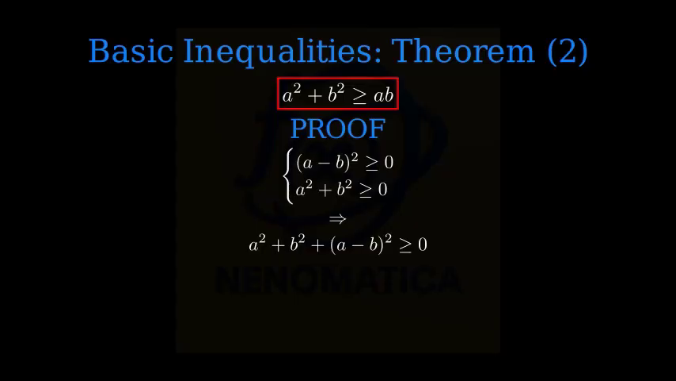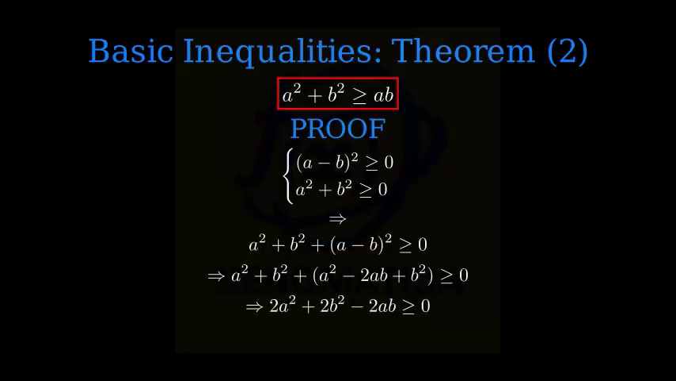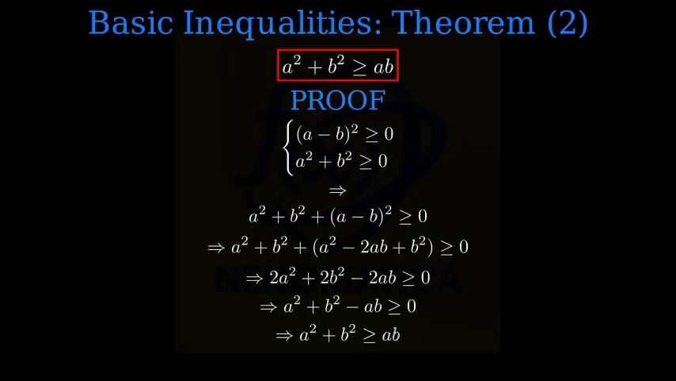Let's expand the expression a minus b squared. When we expand this, we get a squared minus 2ab plus b squared. Substituting this back into our inequality, we get a squared plus b squared plus a squared minus 2ab plus b squared greater than or equal to 0, which simplifies to 2a squared plus 2b squared minus 2ab is greater than or equal to 0. Dividing both sides by 2, we get a squared plus b squared minus ab is greater than or equal to 0. Rearranging, we get a squared plus b squared greater than or equal to ab, which proves our first inequality.